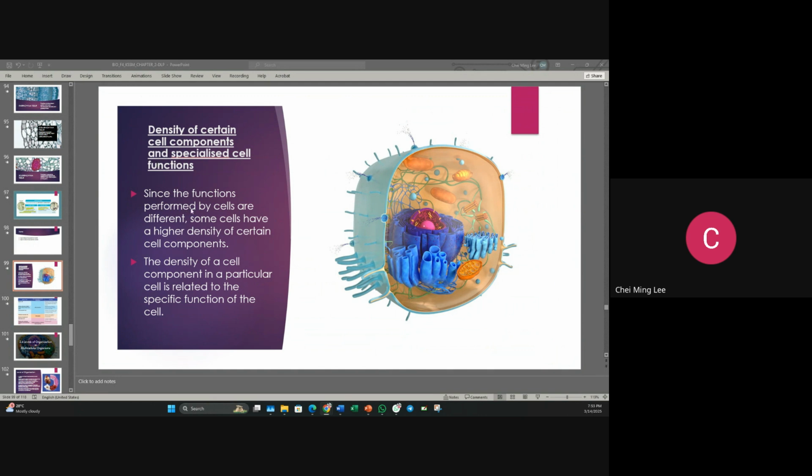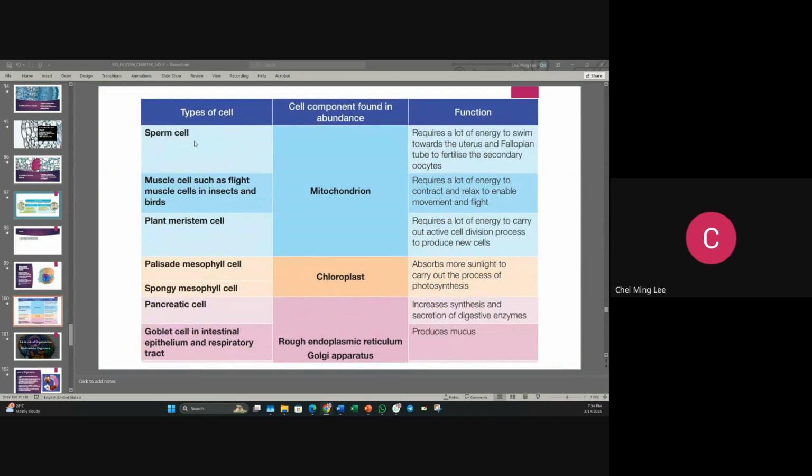Since the functions performed by the cells are different, some cells have a higher density of certain cell components. The density of the cell component is related to the specific function of the cell. So the first one, mitochondria: sperm cell, muscle cell, and also your plant meristem cell. Why does a meristem cell need a lot of mitochondria? Because it needs to keep dividing. Division requires energy.